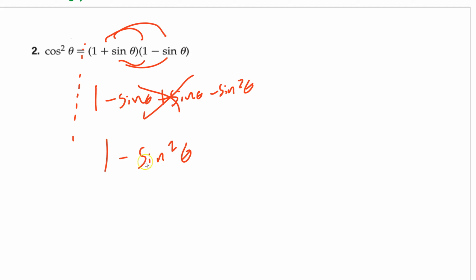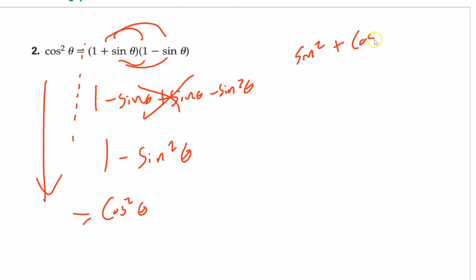You know what 1 minus sine squared theta equals? Cosine squared. Right? The most important rule of trig is that sine squared plus cosine squared equals 1. And there you go, they match. Again, can't forget this.